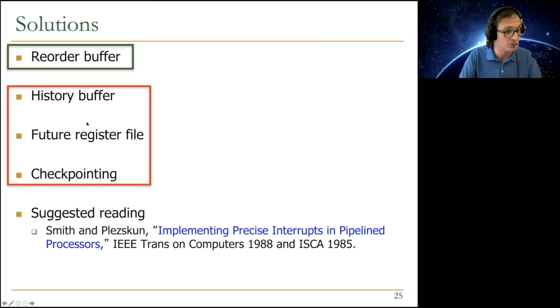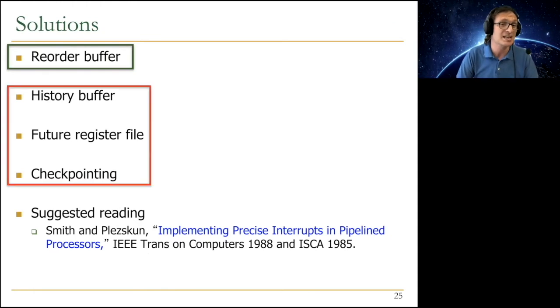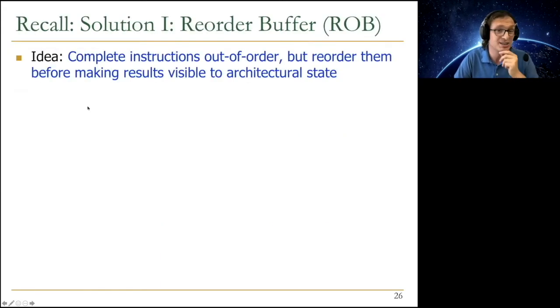We may actually cover the future register file later on a little bit in conjunction with out-of-order execution. But reorder buffer is important because it actually exists in multi-cycle execute that we have seen. It also exists in out-of-order processors, as we will see. So see suggested lecture videos from spring 2015 for these, which are also quite interesting.